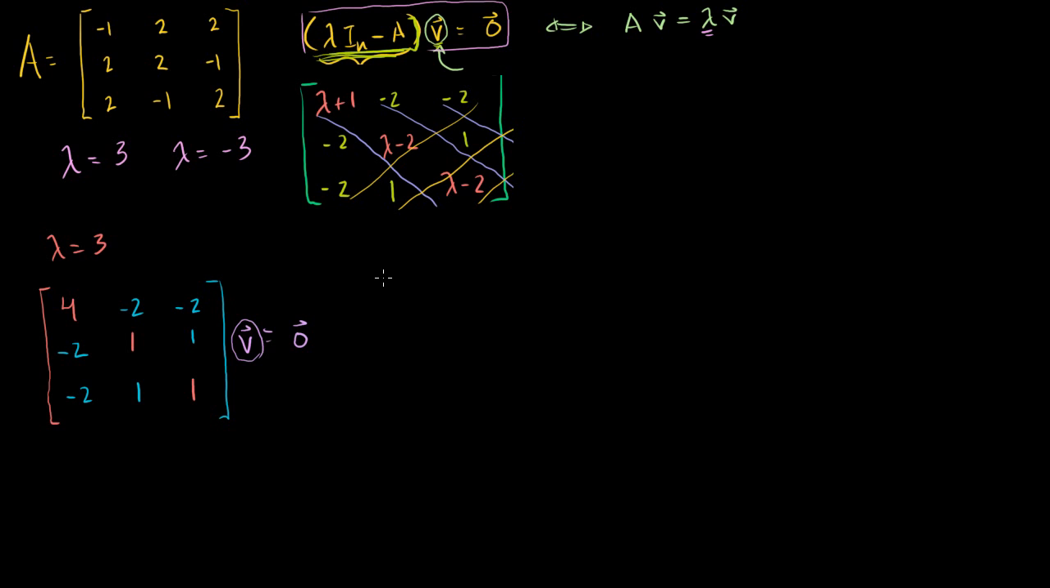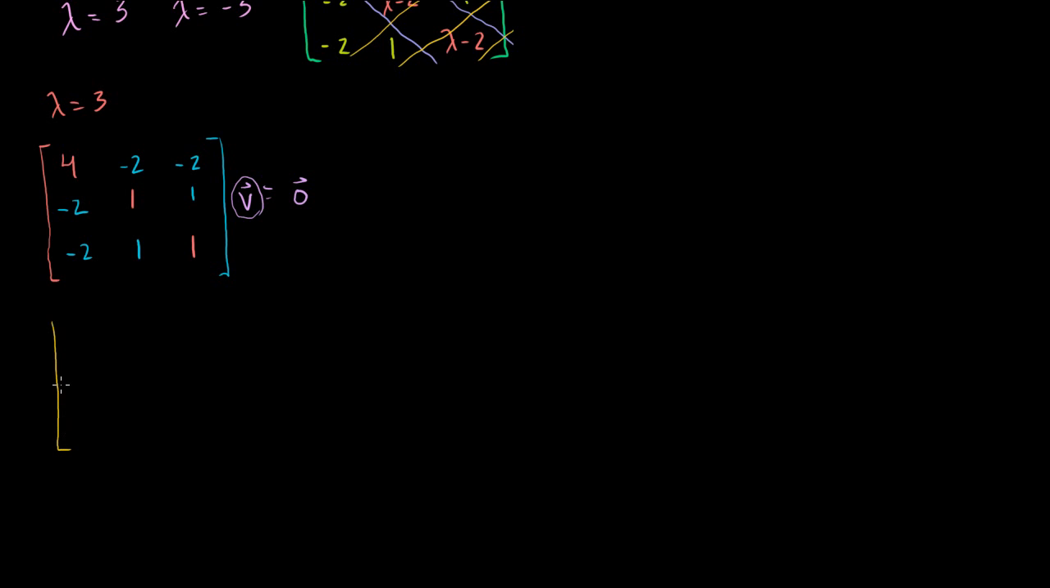So the first thing I want to do, let me just do it down here. I'll keep my first row the same for now: 4, minus 2, minus 2. And let me replace my second row with my second row times 2 plus my first row. So minus 2 times 2 plus 4 is 0. 1 times 2 plus minus 2 is 0. 1 times 2 plus minus 2 is 0. This row is the same as this row, so I'm going to do the same thing. Minus 2 times 2 plus 4 is 0. 1 times 2 plus 2 is 0. And then 1 times 2 plus minus 2 is 0.